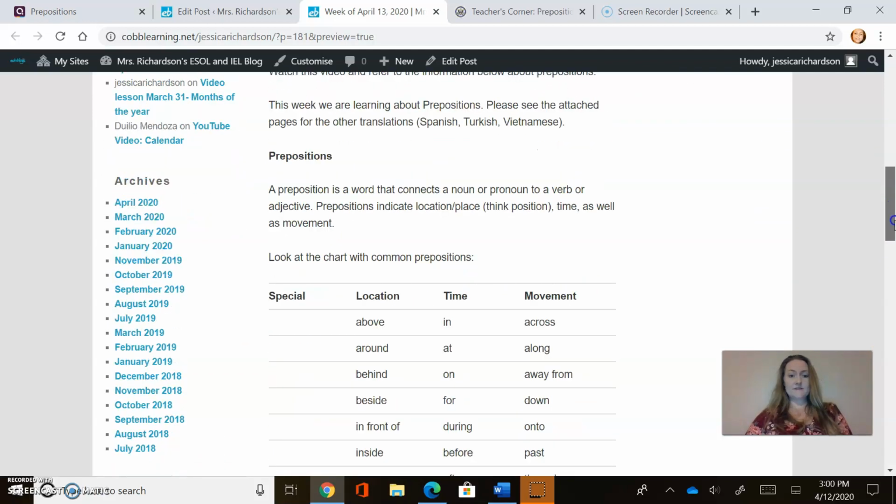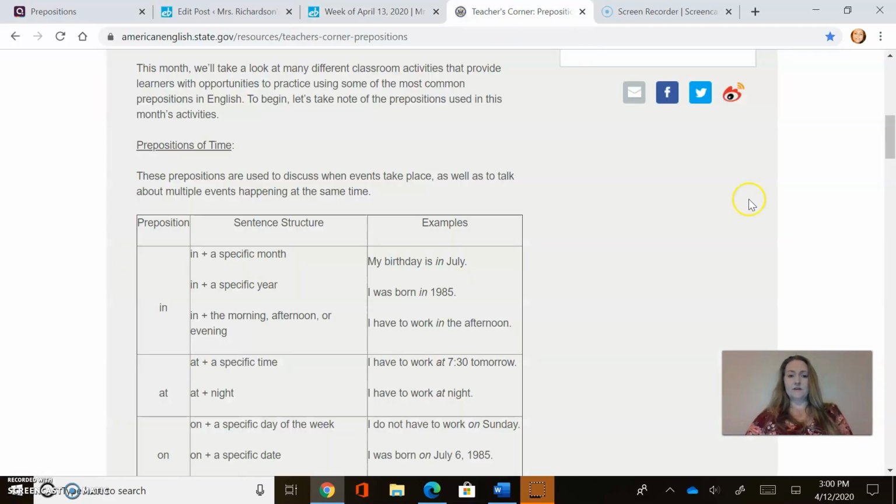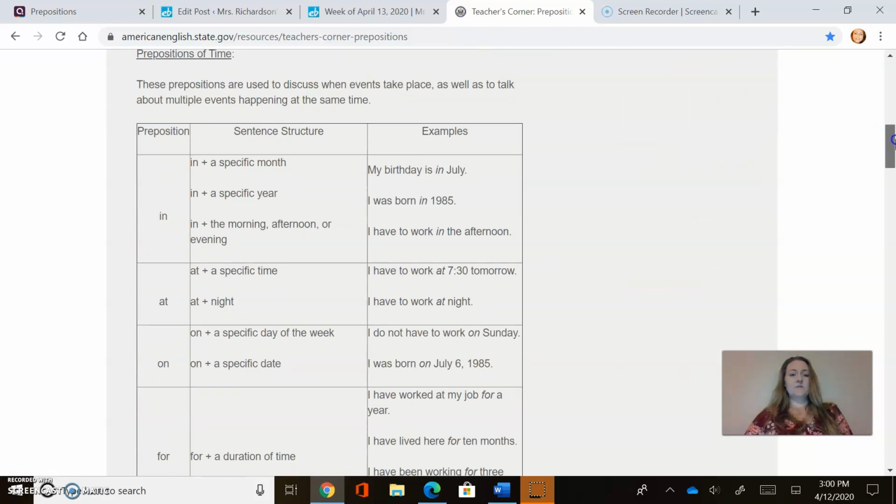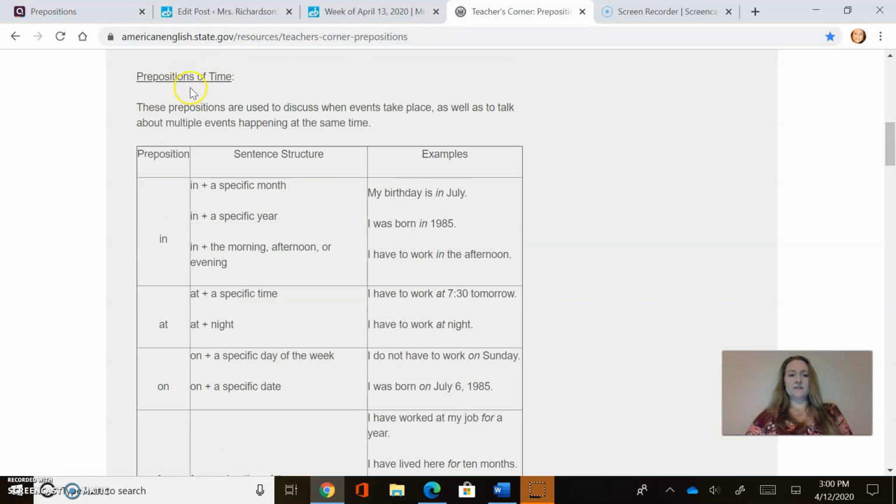Real quick, before I end this video, I'm going back to this website, the prepositions one, because I want to talk about prepositions of time. We won't really be able to do that in the other video, so I want to show you, like the word in, I-N. We use that when we talk about something being in a specific month, a specific year, in the morning, in the afternoon, in the evening. So some examples. My birthday is in July.